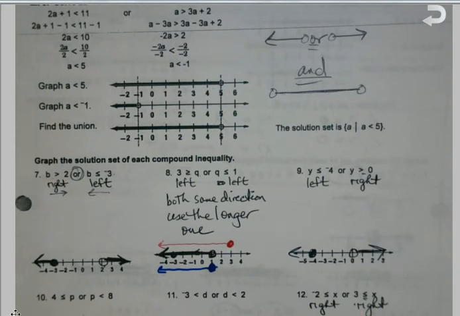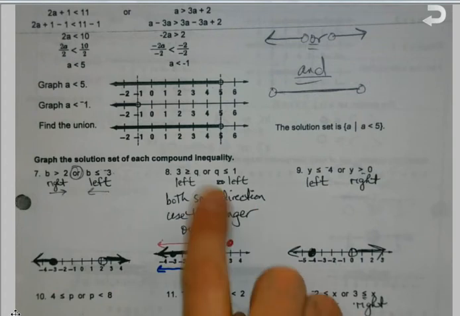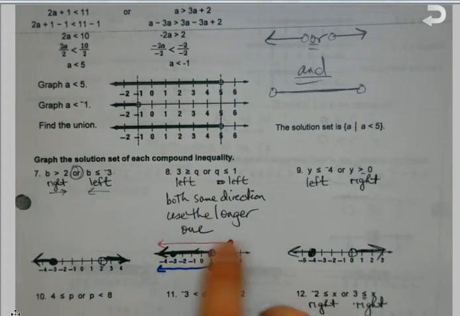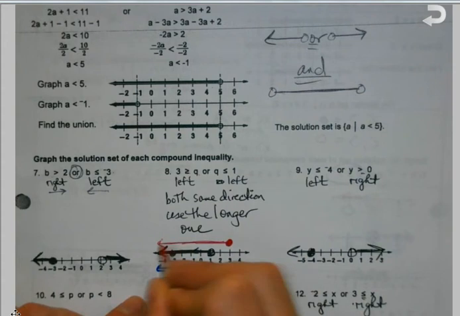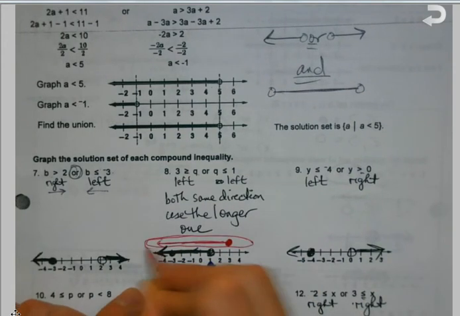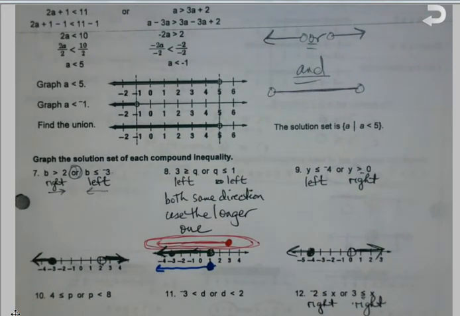How does this work? If they both go the same direction and it says or in the middle, you use the longer one, because or means it can work for either. It doesn't have to work for both, but it can work for either. So in this case, my solution would be the longer one. It would be my red one here, is the one that I would write down as my answer. That doesn't happen very often, but it does occasionally.